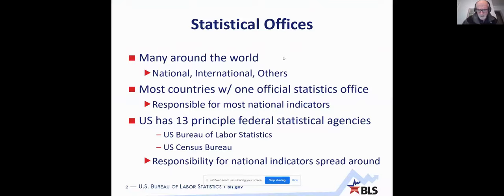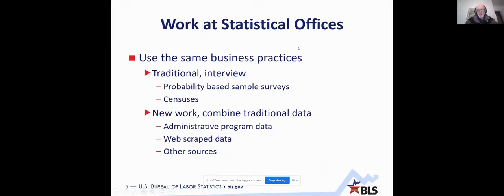Most countries have one official statistical office that's responsible for most of the national indicators, but the US is an exception. We have 13 principal federal statistical agencies. My agency, the Bureau of Labor Statistics, and the Census Bureau are the two biggest and probably the best known, but there are 11 others. The responsibility for the national indicators is spread around these offices. The work at statistical offices is remarkably the same across countries and kinds.